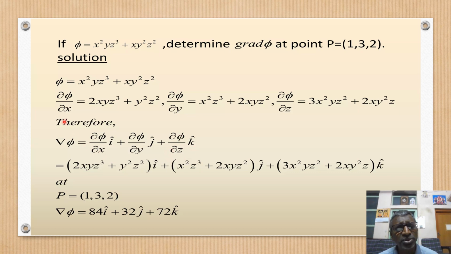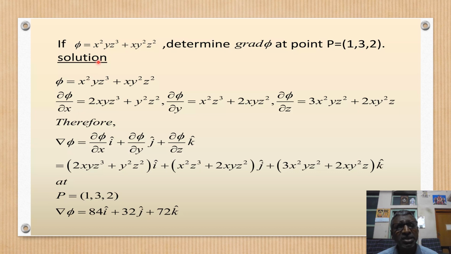So substitute ∂φ/∂x, ∂φ/∂y and ∂φ/∂z in this formula. We will get (2xyz³ + y²z²) i, and that is for this. Similarly for ∂φ/∂y, I have (x²z³ + 2xyz²) j, and for ∂φ/∂z, (3x²y² + 3x²yz² + 2xy²z) k.